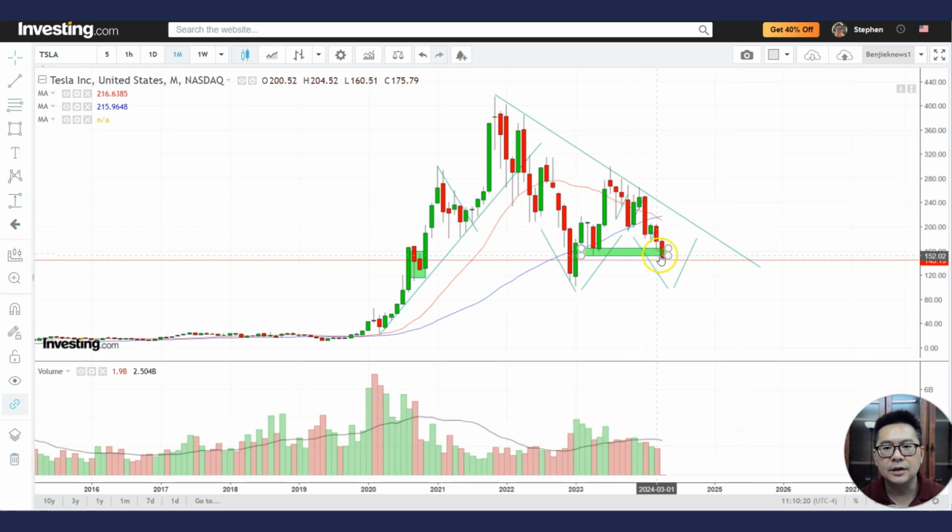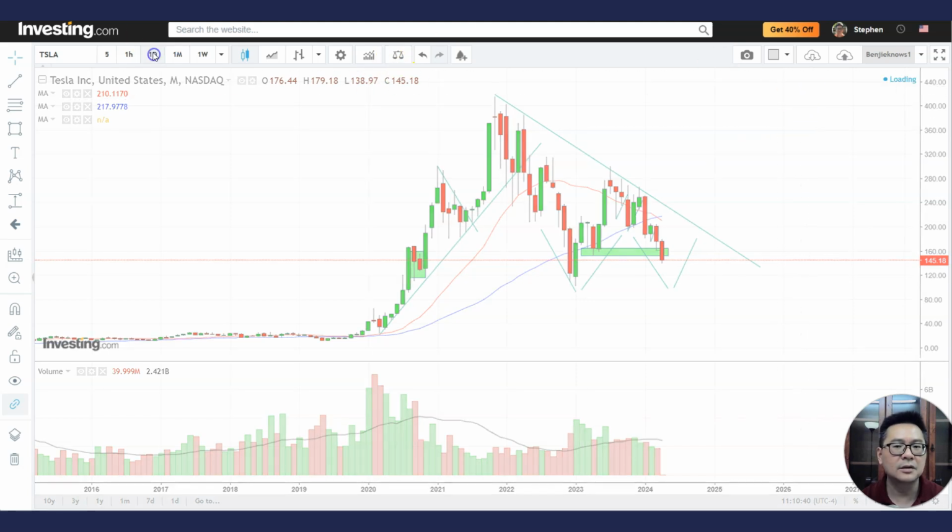So for those who want to invest, you want to see if Tesla is going to make new highs in the long term for investing purposes. On the monthly chart, if it drops to the lows here from a double bottom and breaks above this downtrend line, then there might be a chance for it to go back up.